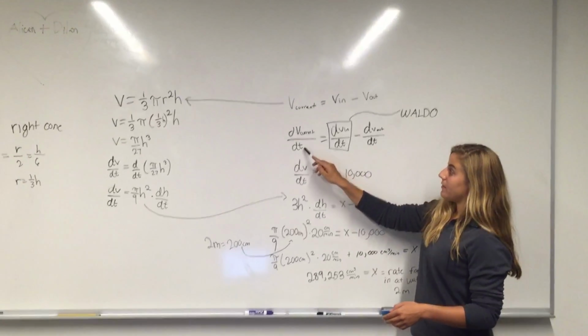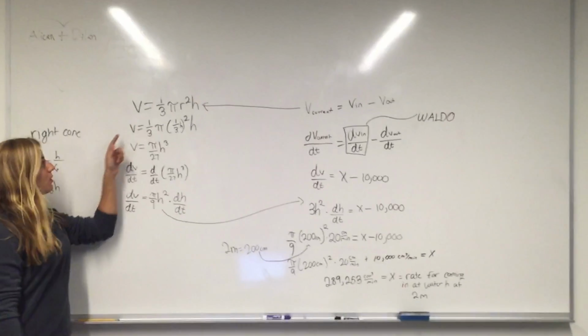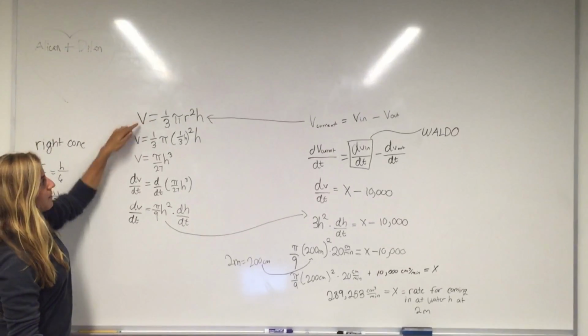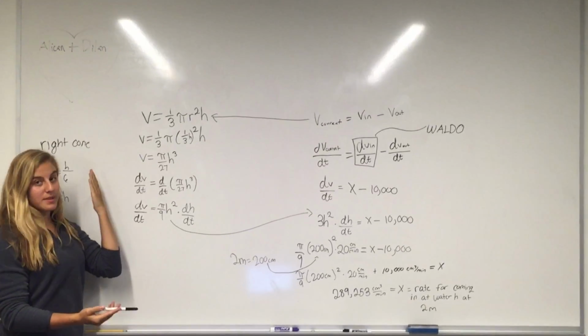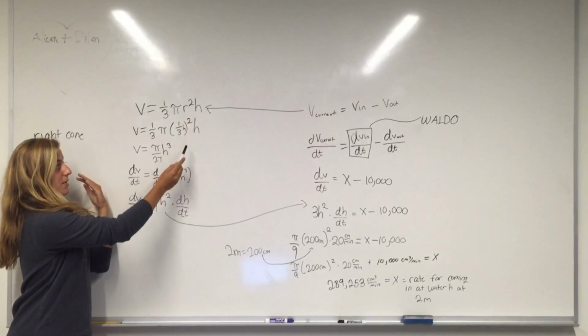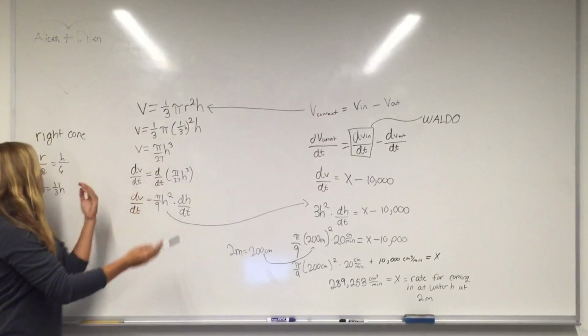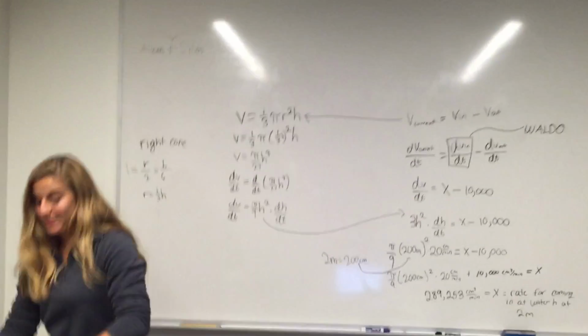For our V current, we know the volume equation for a right cone, which is volume equals 1/3 pi r squared times the height. So we have two variables here, so what we need to do is solve for r so we can get both things in terms of h. This is a right cone, so we're going to go over the diagram.